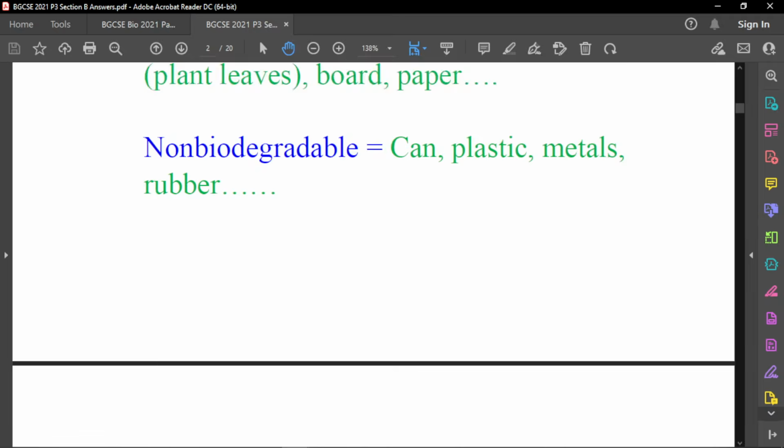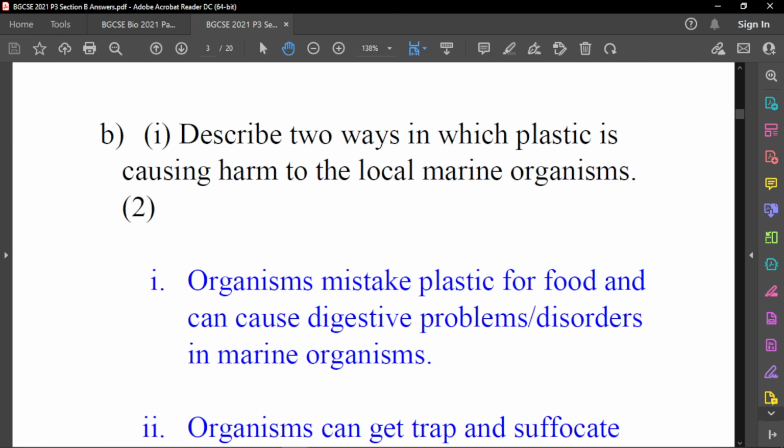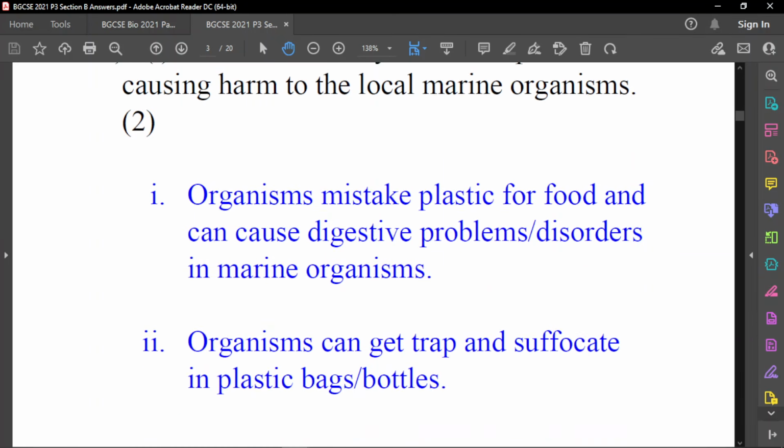All right. Now for part B of number 5, it said describe 2 ways in which plastic is causing harm to the local marine organisms. This is 2 marks. Again, you're looking for 2 things. But sometimes I give a little extra, so at least if you see similar questions, you know how to deal with them.